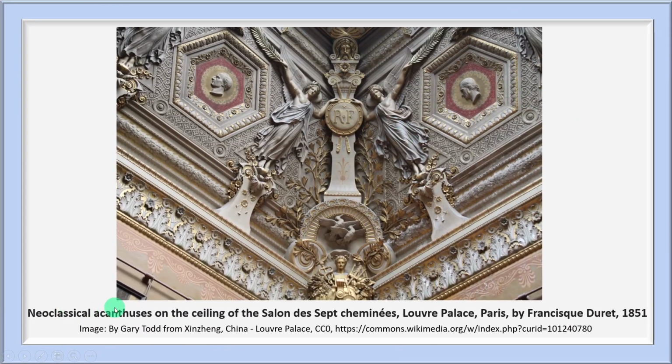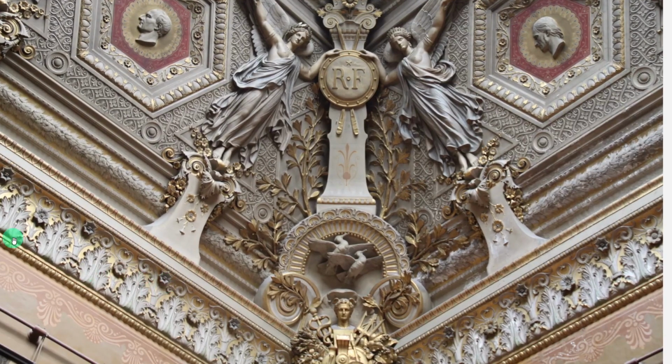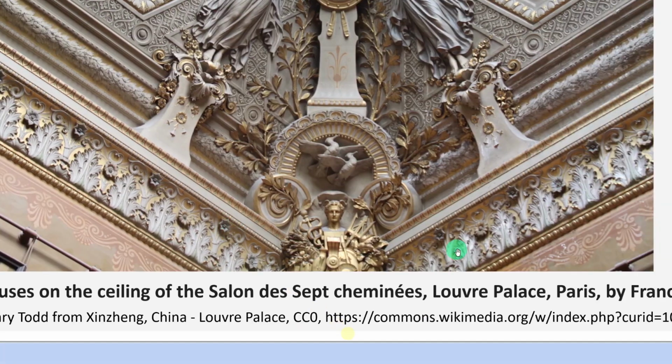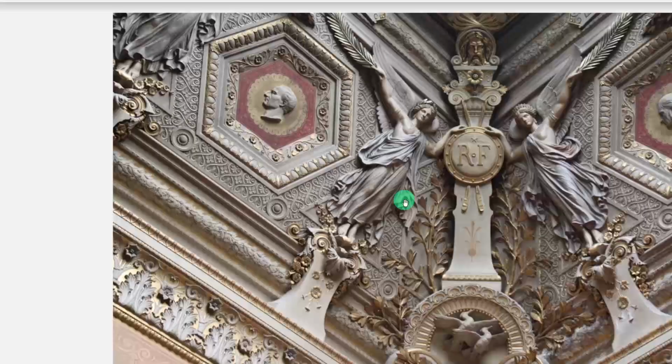Then finally we have neoclassical acanthuses on the ceiling of the Salon des Sept Cheminées, Louvre Palace, Paris, designed by Percier. Here we can closely look at the acanthuses. Here, all over here. Then again we have other motifs like arabesques, scrolls, then rosettes that we are going to study in the next part of the series.